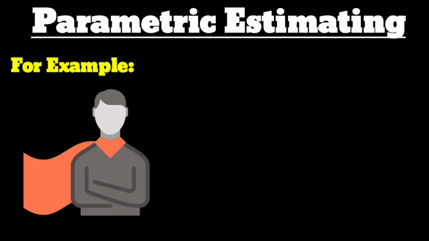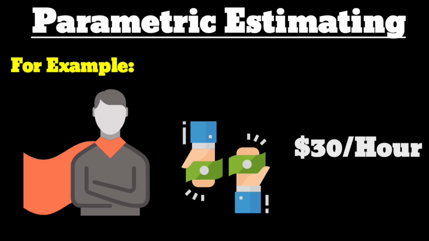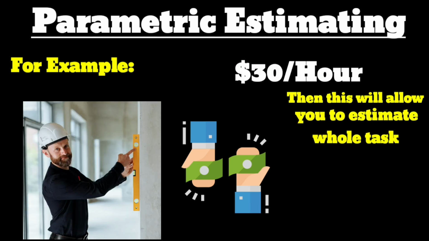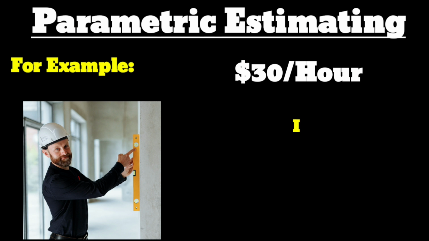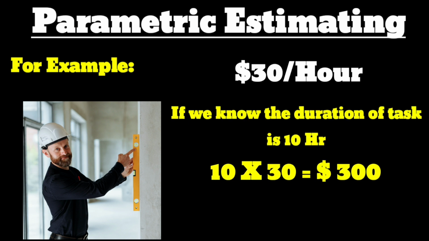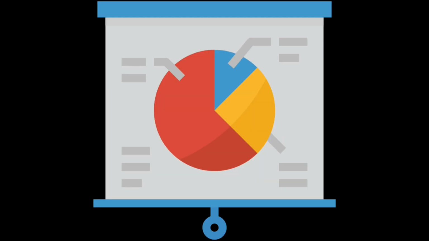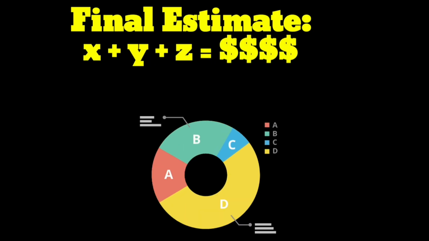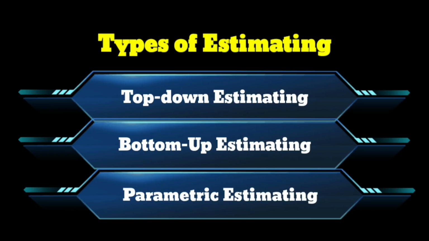For example, if an employee is paid $30 per hour for a particular task, these allow you to estimate the cost of the task. If you know that it takes 10 hours to finish, then you will have to spend $300 on it. Like this, every task and its duration is identified and the final value will be calculated as the estimate. So this is a little about the estimate.